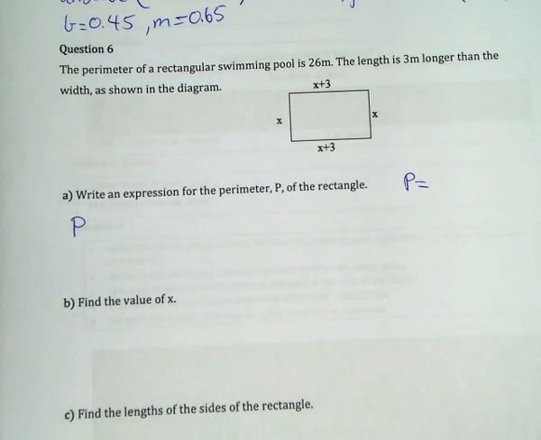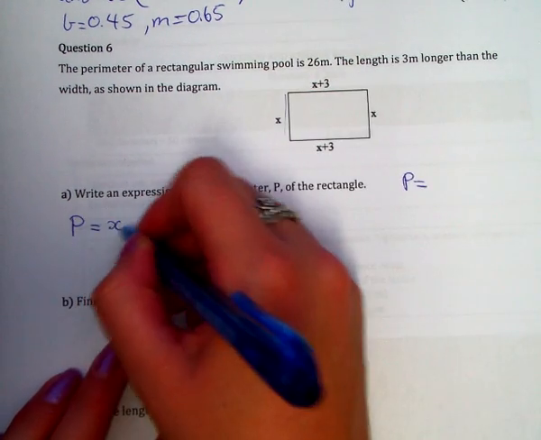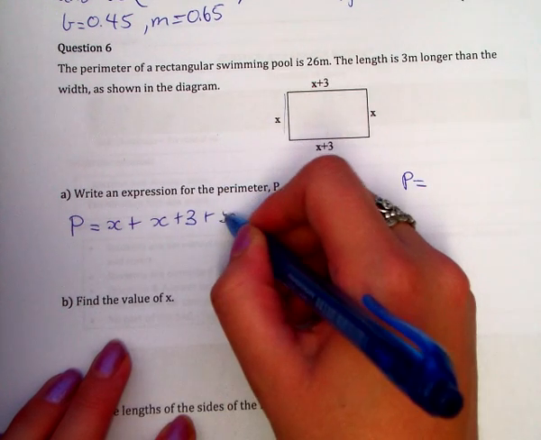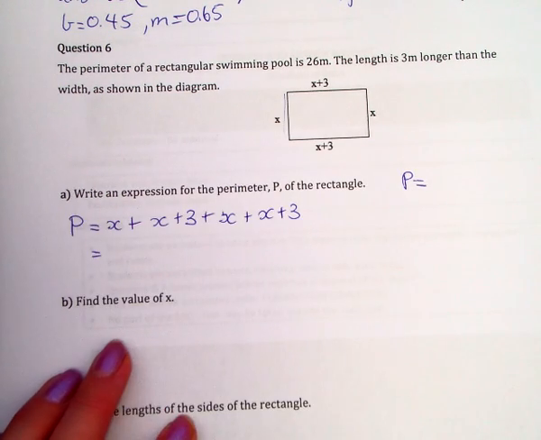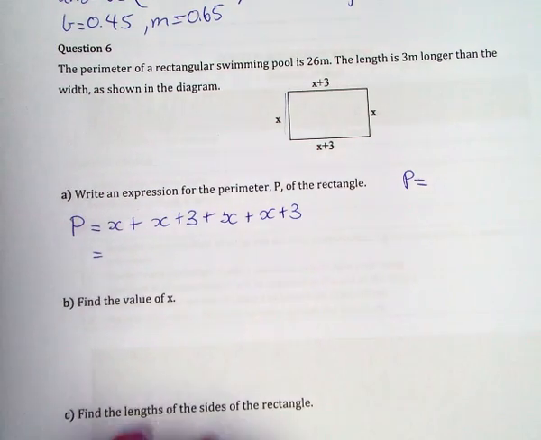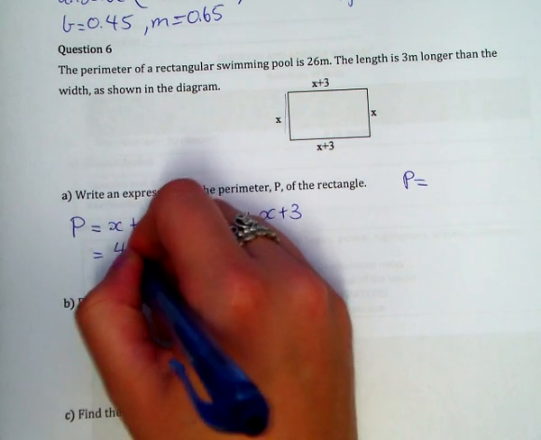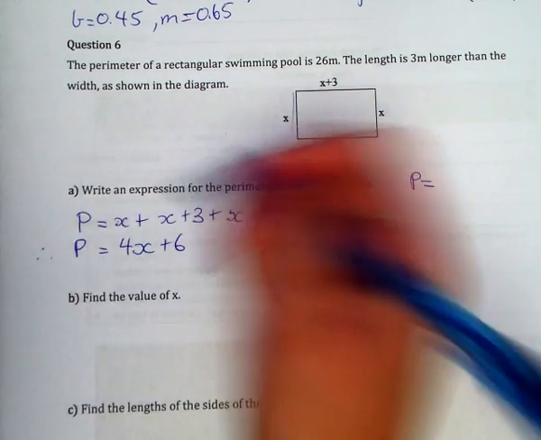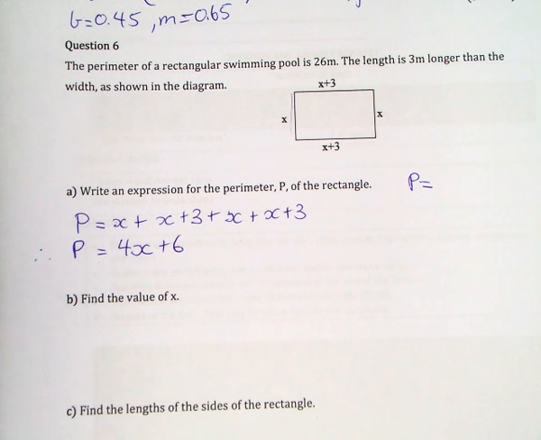We know that the perimeter is calculated by adding all of the lengths together. So our perimeter is going to be this length plus this length plus this length plus this length. Okay, we can simplify this a lot further. We add up all our x's, 1, 2, 3, 4, we've got 4x, and 3 plus 3 gives us 6. So our perimeter, our general rule, perimeter is equal to 4 times x plus 6. And that's all you needed to write for that one.